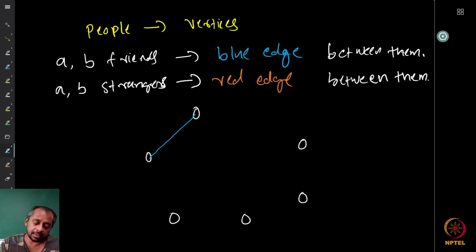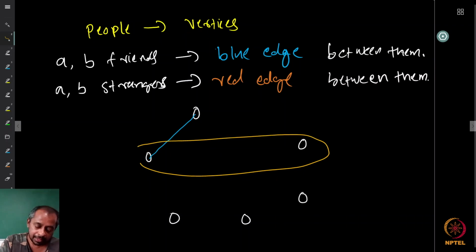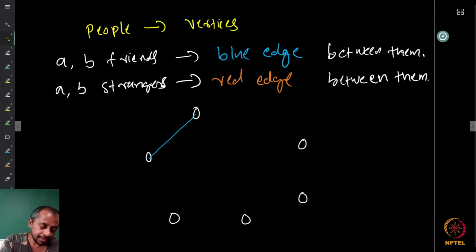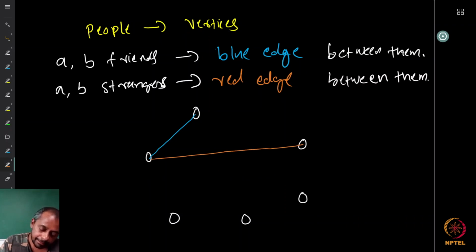Either they are friends or they are not friends, so we assume that one of them is the case. Let us say that they are friends. Now I take this guy and this guy. Maybe they are not friends. Then they are going to be strangers, so I'm going to put a red edge between them. Similarly, we can talk about this particular first guy being friends with the remaining 3 guys also.